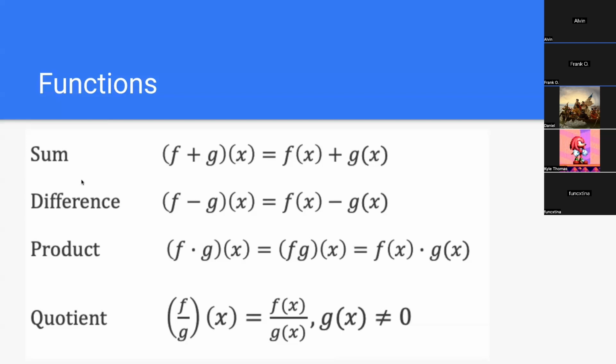The product rule: f times g of x is equal to function f of x times function g of x. And then lastly, the quotient rule: f divided by g of x is equal to function f of x divided by function g of x, granted that function g of x does not equal 0, because you cannot have 0 as the denominator.